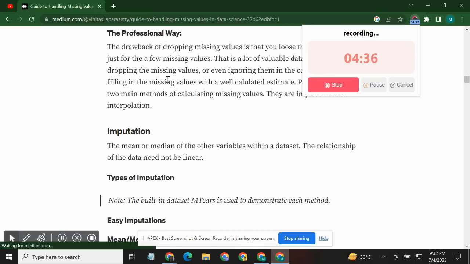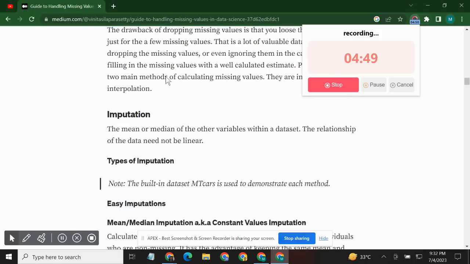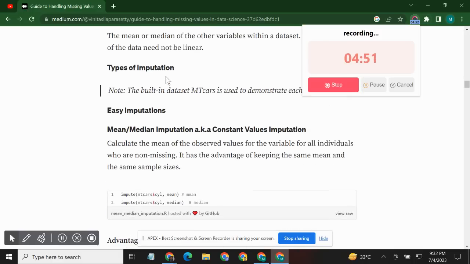The first one is imputation. Use the mean or median of the other variables within a data set. The relationship of data needs to be linear. So here are the types of imputation. Note, the built-in dataset mtcars is used to demonstrate each method. Easy imputations: mean/median imputation, aka constant value imputation. Calculate the mean of observed values for the variable for all individuals who are non-missing.